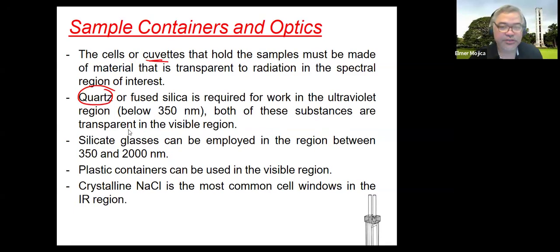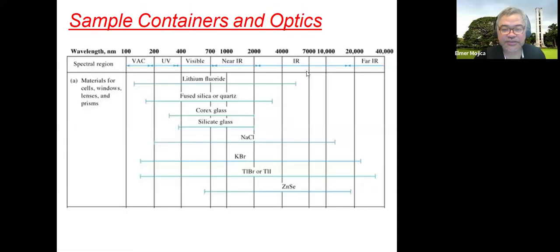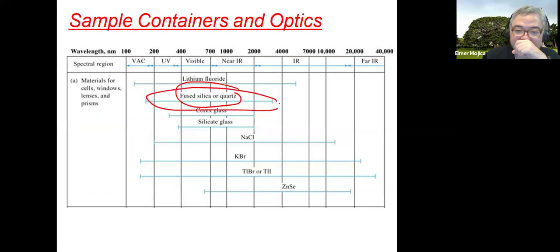And if you're going to look at this, quartz can be used in the UV region. The cells, the cuvette that holds the sample, should be made of material that is transparent to the radiation. So if you're going to look at these, these are the spectral regions for the materials for cell windows, lenses, and what we call prisms. The pure silica, the quartz, this is the region that you can use it.